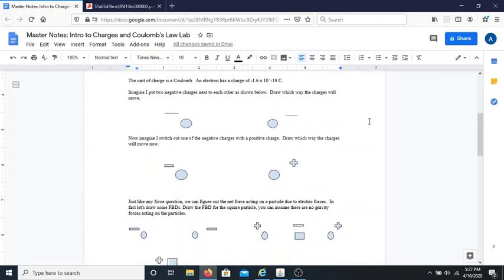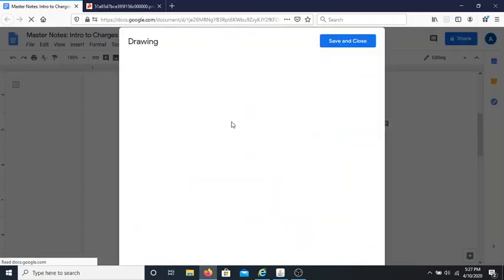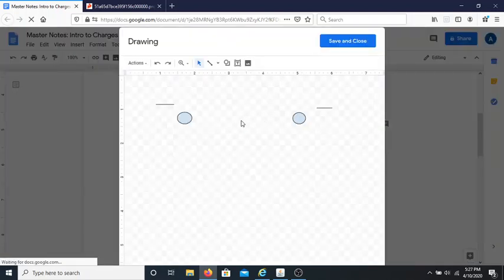So, let's say we have a couple of demonstrations. Okay, let's just imagine I put two negative charges next to each other as shown below. I want you to draw which way the charges will move. So just take a sec. This is an image, so you can just click and edit the image. Okay, take about 15 seconds, if you could please, and just sketch which way you think these things are going to move.